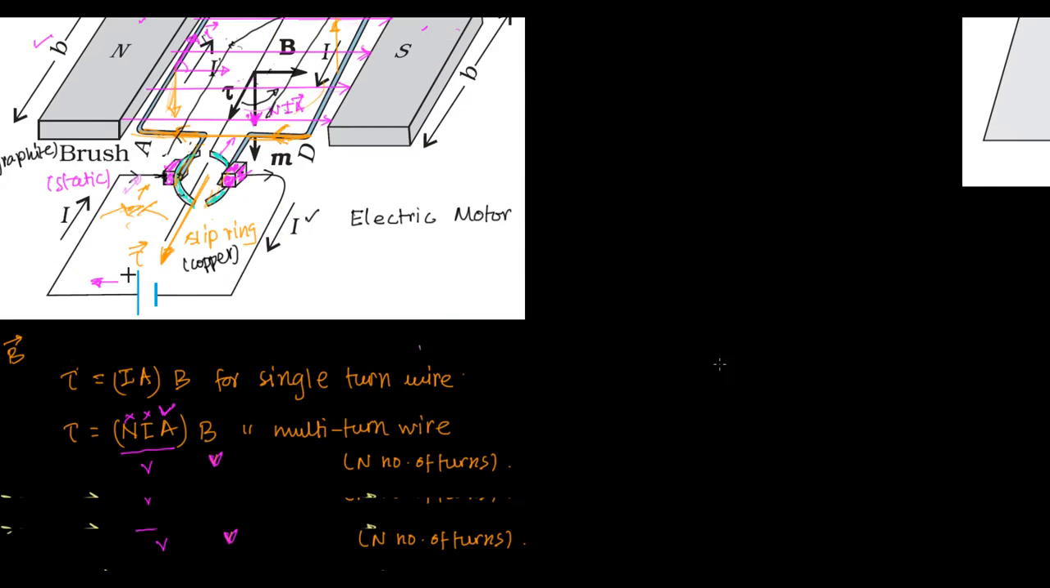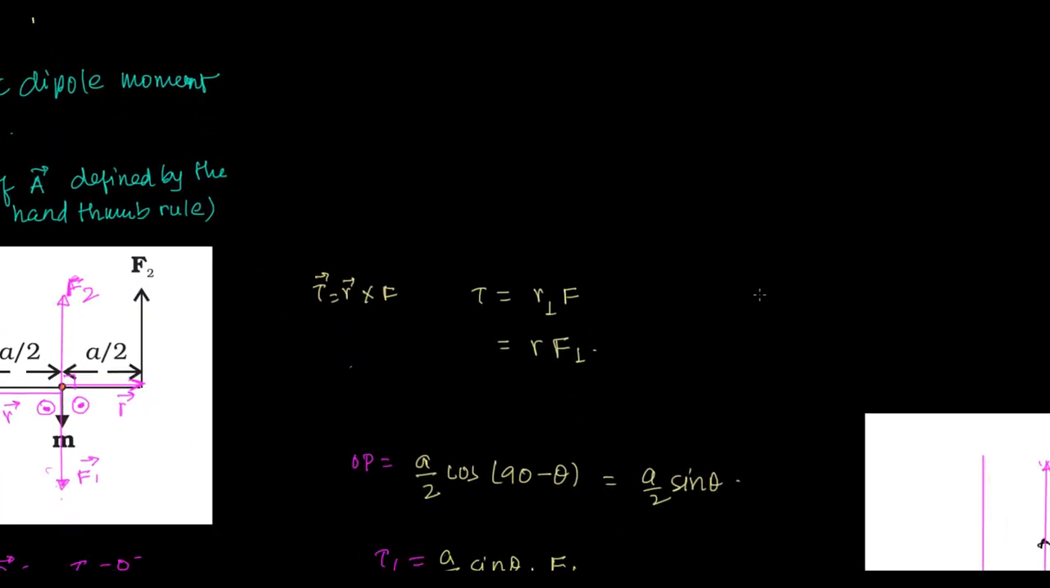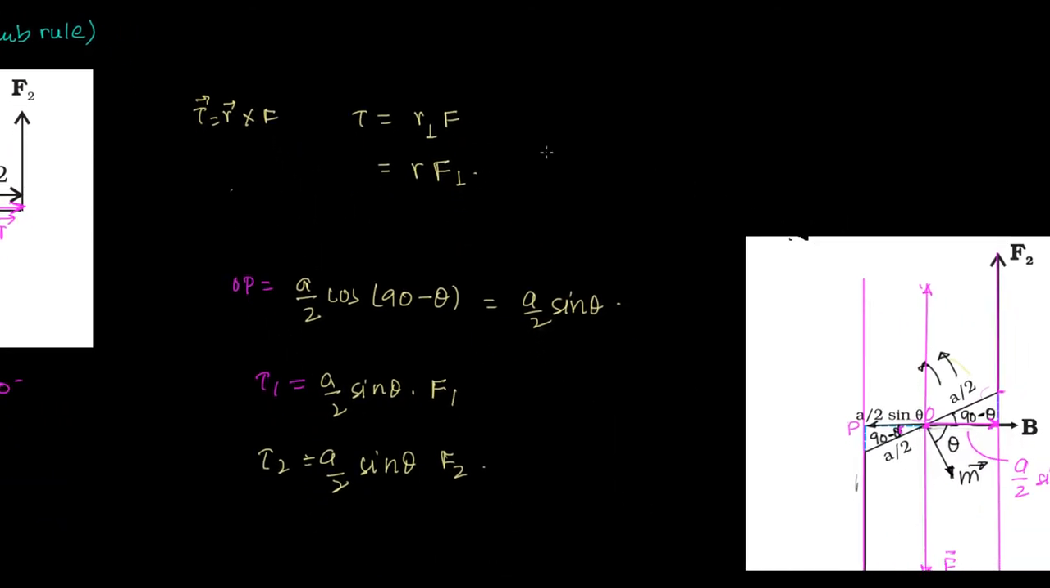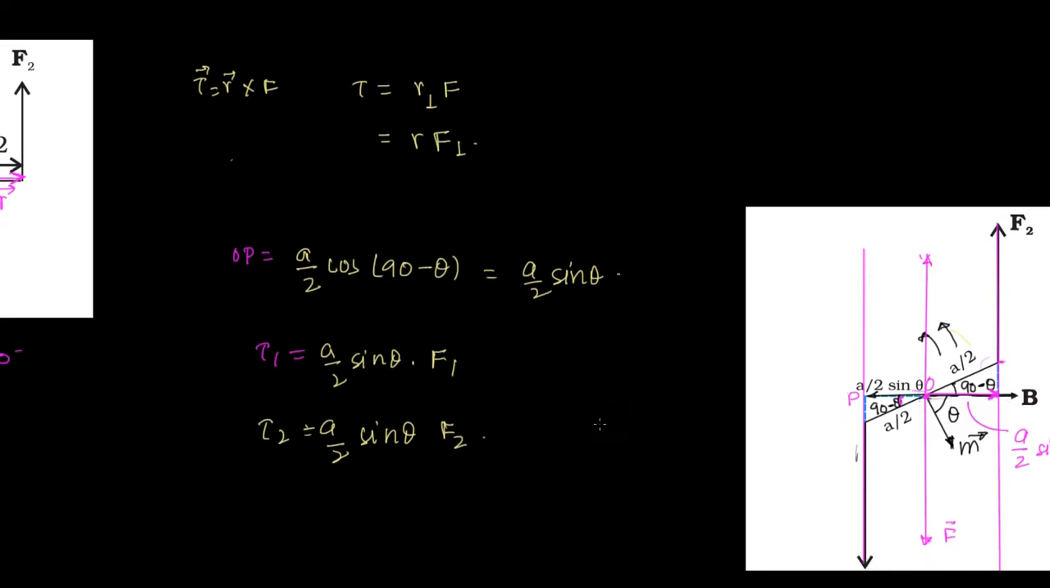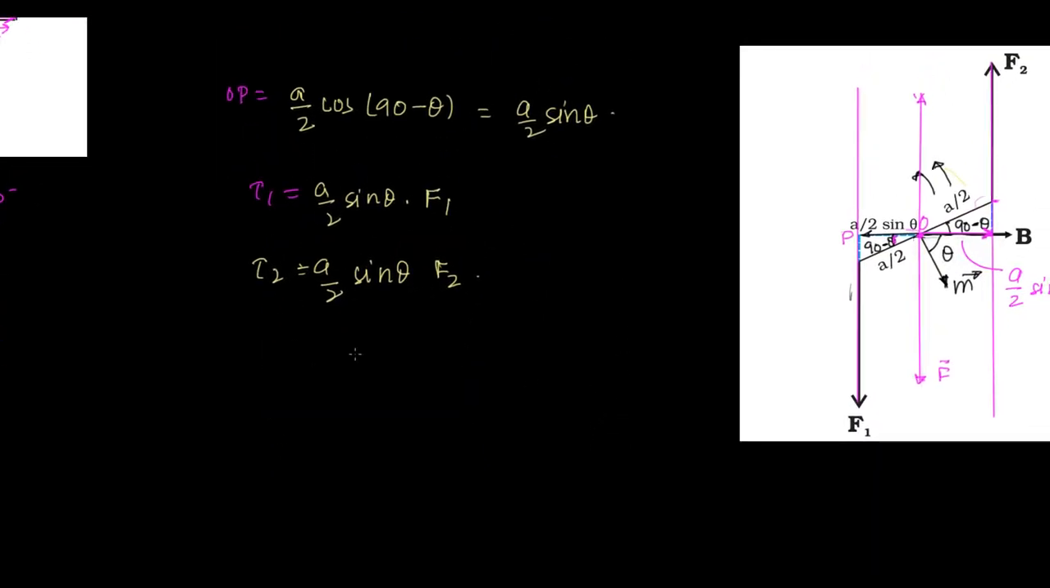Understand? So they are ILB. So F1 and F2 do not change somehow. Okay? The F1 and F2, they do not change. So what is my F1? My F1 is I into L cross B, the length is B into B.